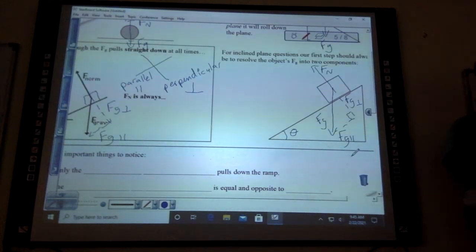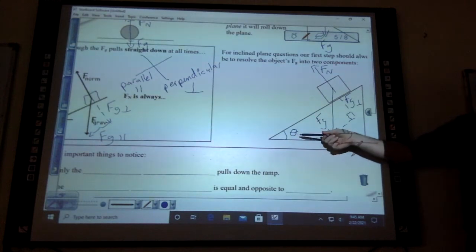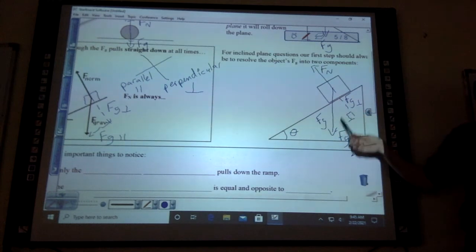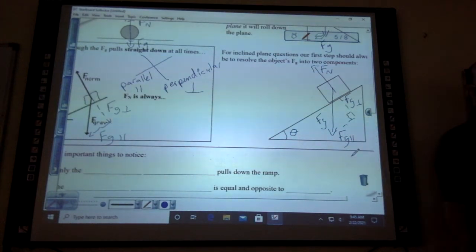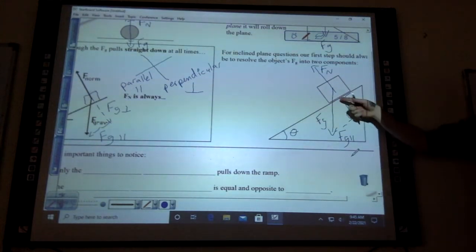Because guaranteed most of you are going to get confused on this on the test. It will, but often you're just going to be given the angle of your incline. So we want to know where that angle is when I'm splitting this up, because I'm going to need to use sine and cosine to get parallel and perpendicular. But I need to know where I get this. You think it's up here?